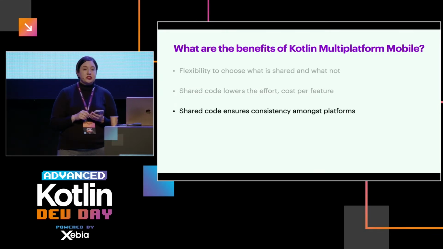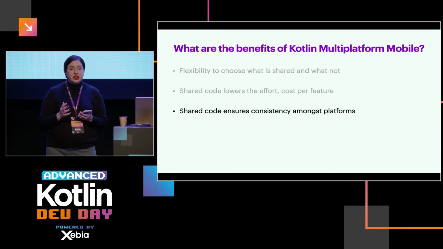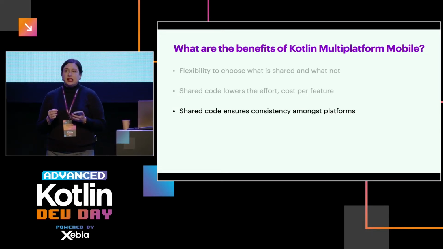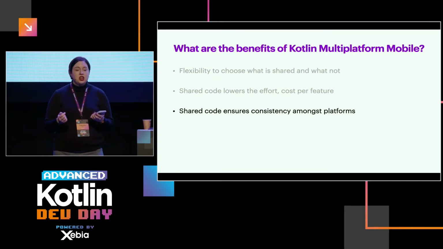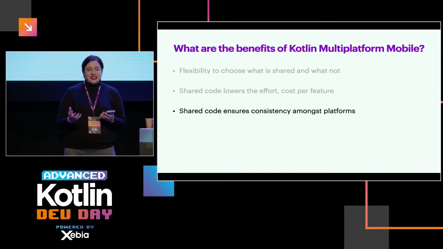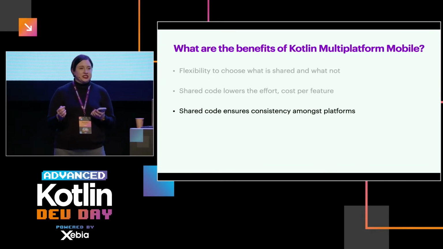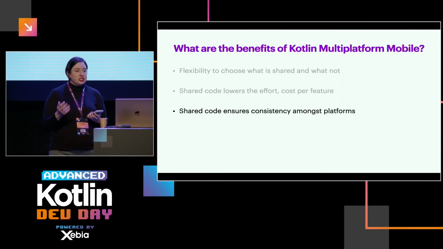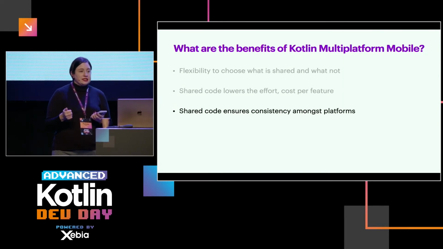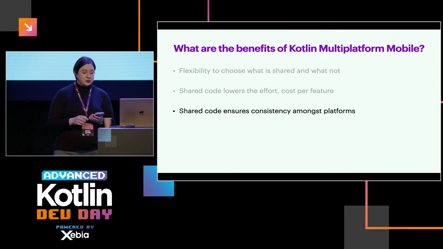Shared code also ensures consistency amongst platforms. So I've seen so many times that an Android developer and an iOS developer have slightly different understanding of a particular requirement, and then they'd start developing slightly nuanced implementation differences too. So that's a less than ideal situation. So Kotlin Multiplatform Mobile really does give you flexibility, lowering the cost, and consistency amongst platforms.